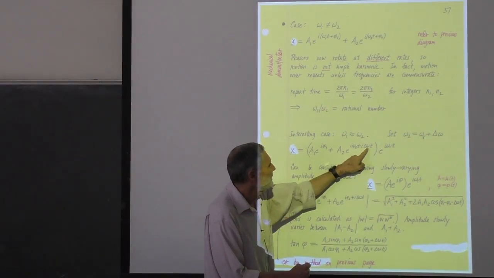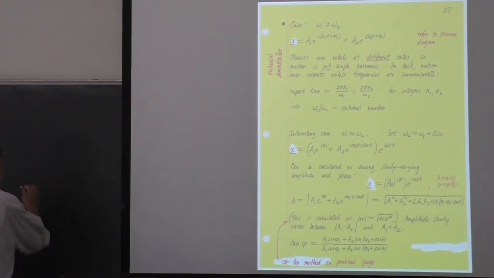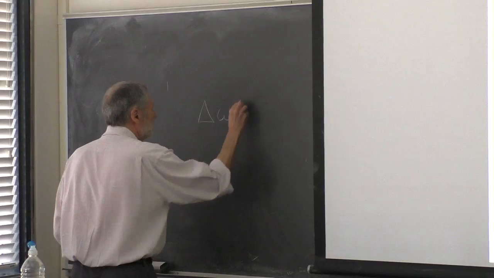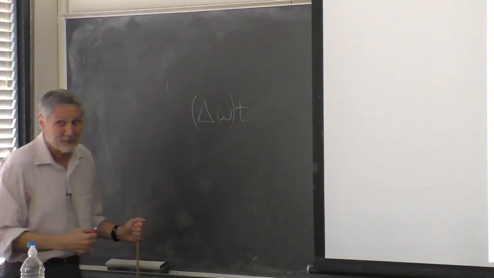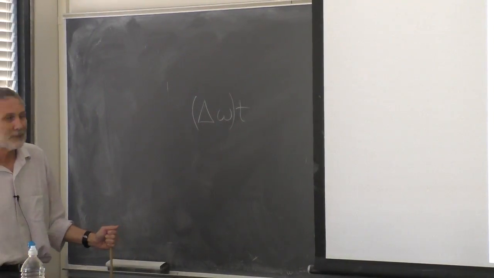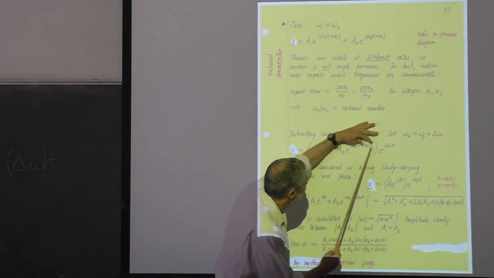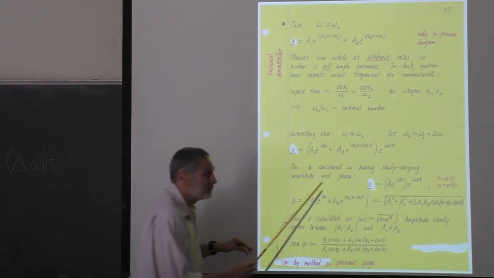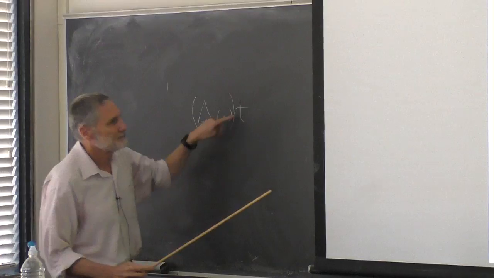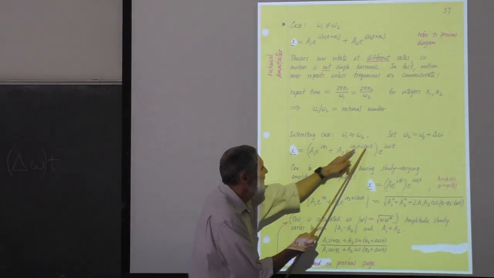Because here's the only time dependence. Oh, incidentally, I can't believe I did this. You shouldn't write this like I did, because it's not real clear. Maybe that would be better, right? So the meaning here, I'm sorry about this. This is the quantity delta omega times t. You can also put a dot there to make it clear. So this is the only place where there's time dependence, and it's slow compared to this.